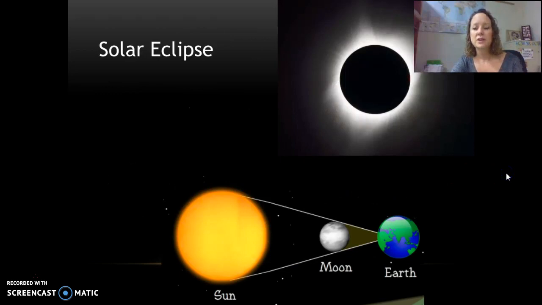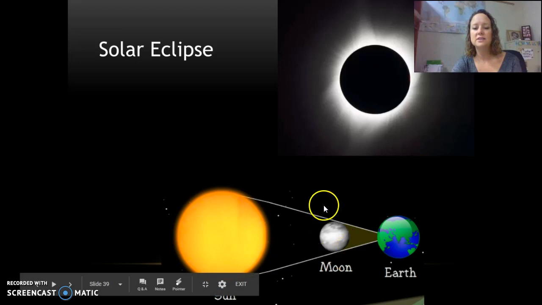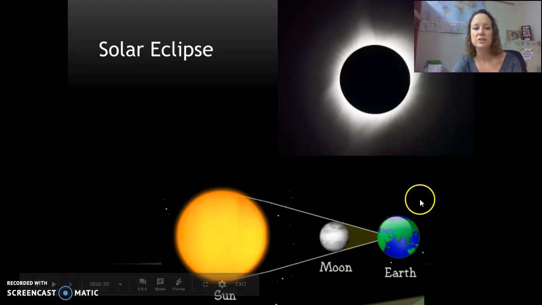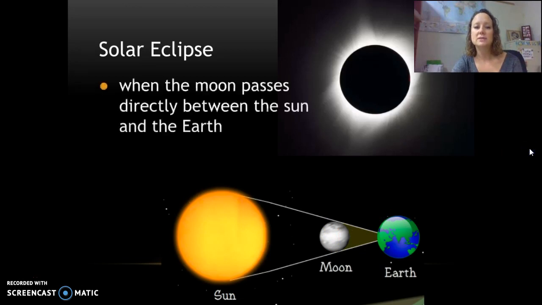All right, another thing that the moon can affect on Earth is something called a solar eclipse. When the moon moves in the path of the sun during the daytime, it can block sunlight from reaching certain parts of the Earth. This is called a solar eclipse. So the moon passes directly between the sun and the Earth. If it's a total eclipse, it'll actually get dark during the day.